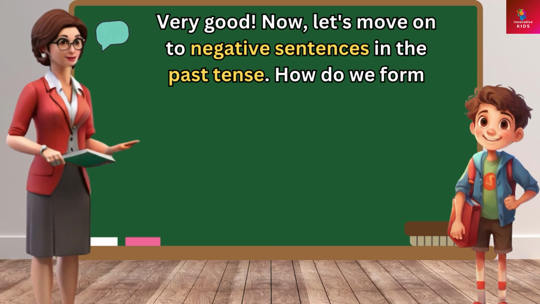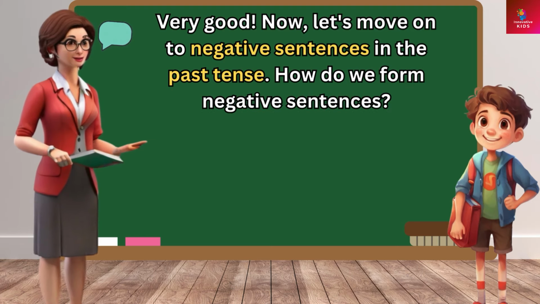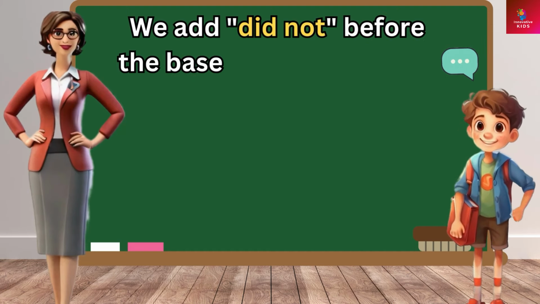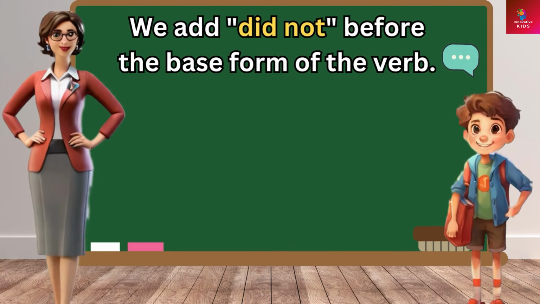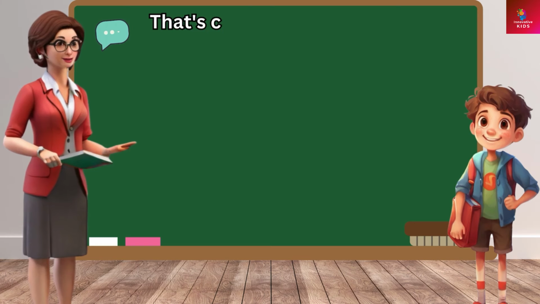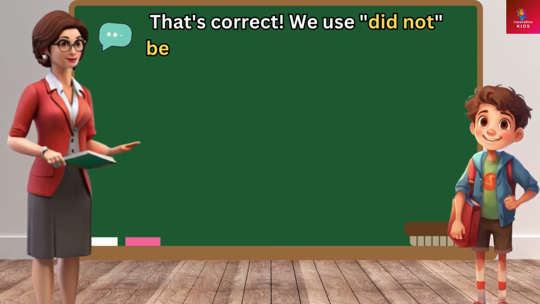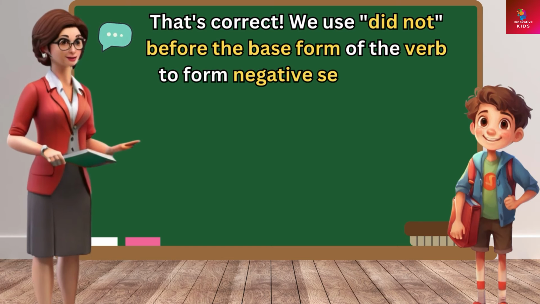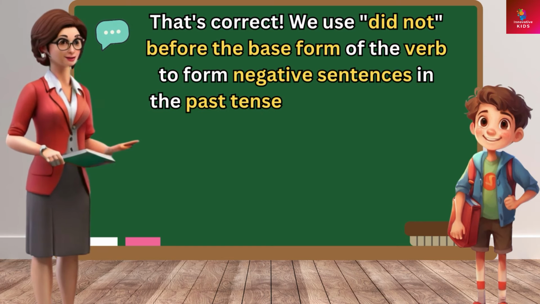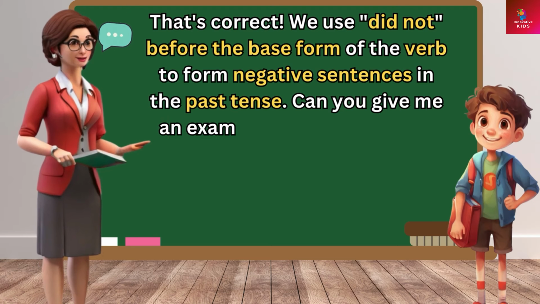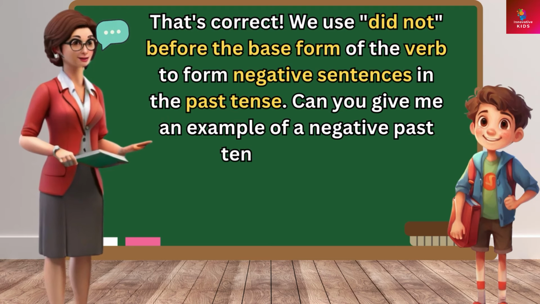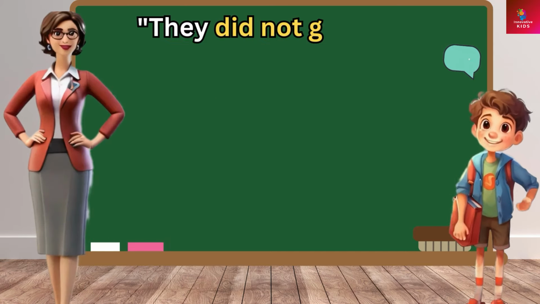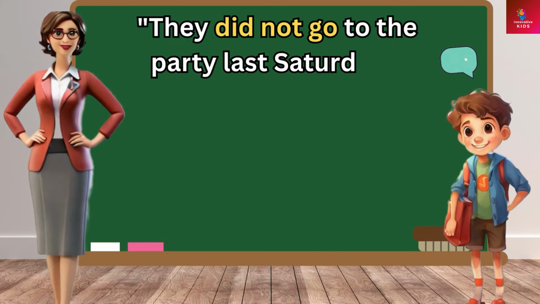How do we form negative sentences? We add did not before the base form of the verb. That's correct. We use did not before the base form of the verb to form negative sentences in the past tense. Can you give me an example of a negative past tense sentence? They did not go to the party last Saturday.